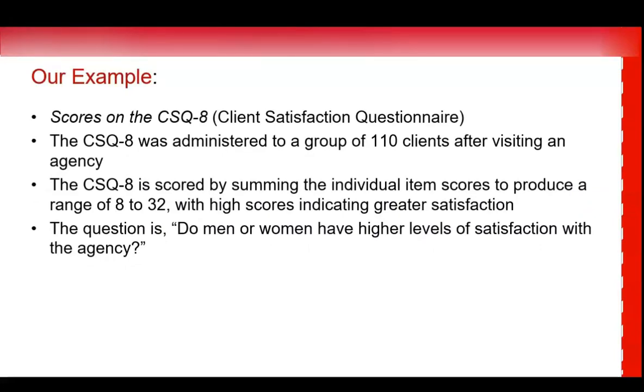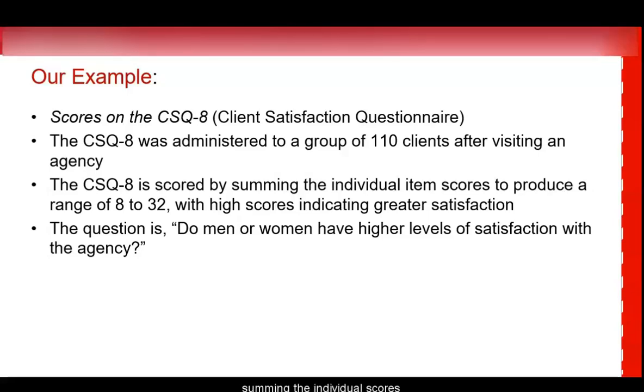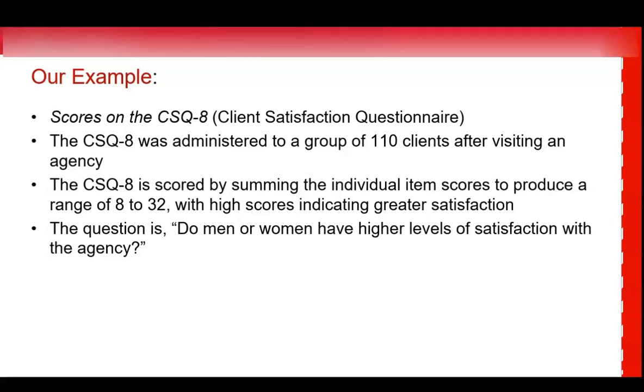For our example, we're going to use the CSQ-8, a client satisfaction questionnaire. It was administered to a group of 110 clients after visiting an agency. The CSQ-8 is scored by summing the individual scores to produce a range that goes from 8 to 32. So the higher the score, the greater the satisfaction. The question is, do men or women have higher levels of satisfaction with the agency? So let's go to JASP and find out.